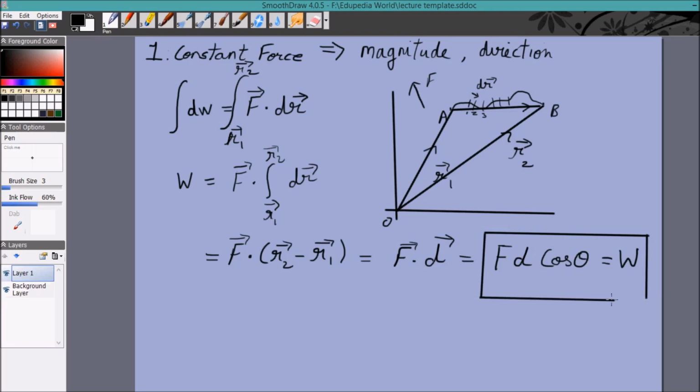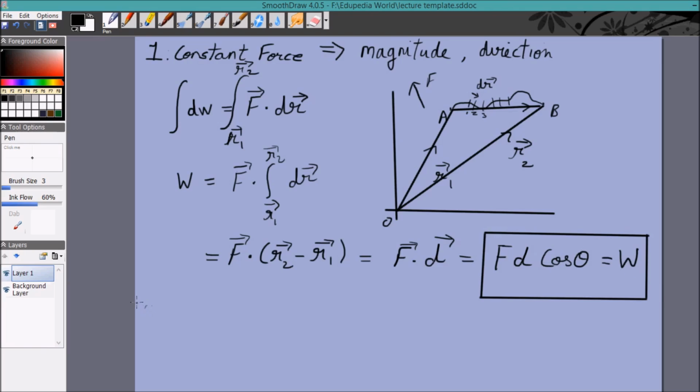Work is the force multiplied by displacement multiplied by the cosine of the angle between them. But this is a special case of the more general case, which is the infinitesimal amount of work done in moving an object through a displacement dr by a force F is F dot dr, and if you add them up for a constant force you get W is equal to F d cos theta, right?